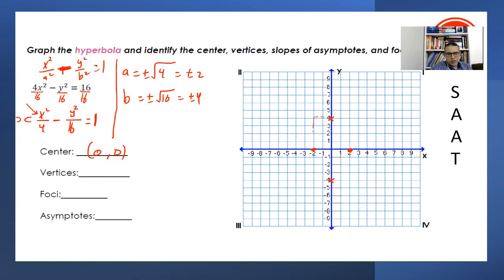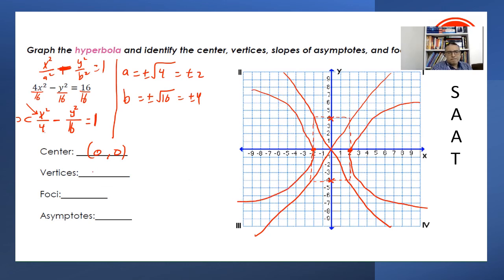First, I can start with the lines of the asymptote by drawing the rectangle. Here are the lines of the asymptote. So the hyperbola is here. Vertices are the points 2 and 0, negative 2 and 0.